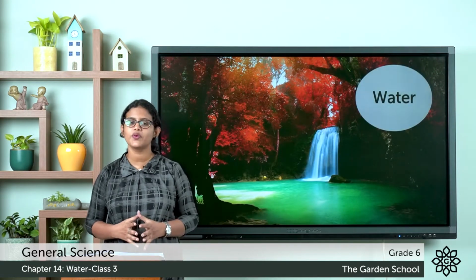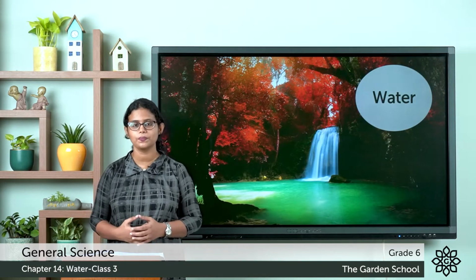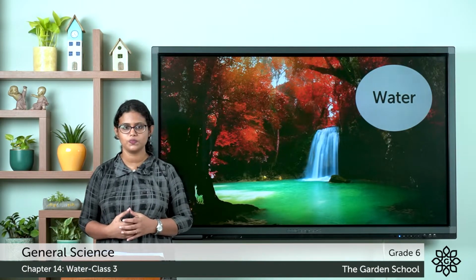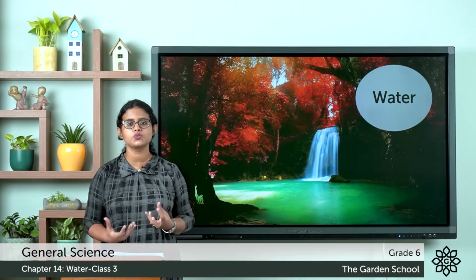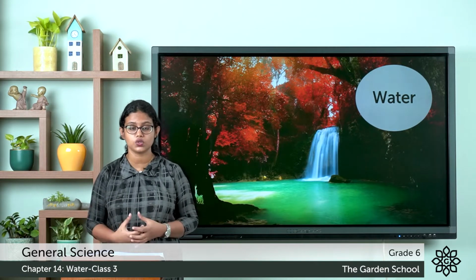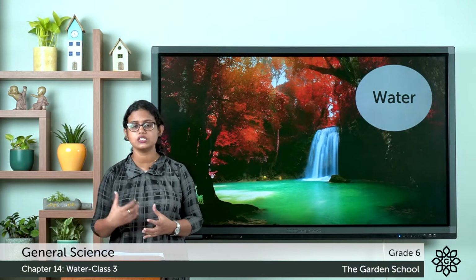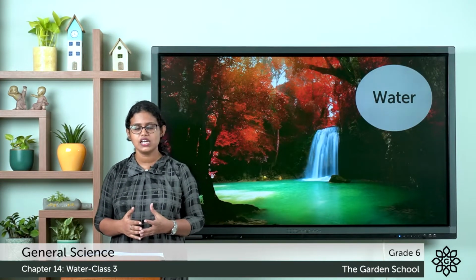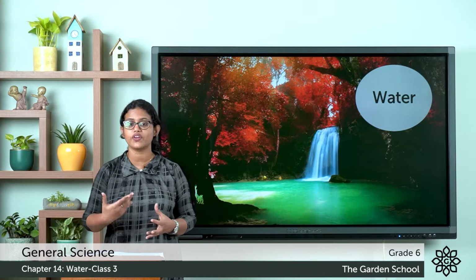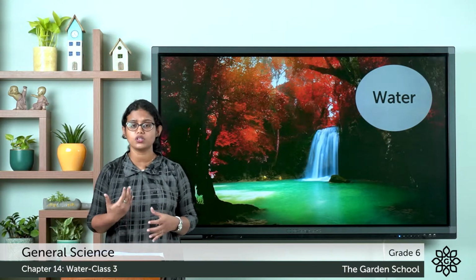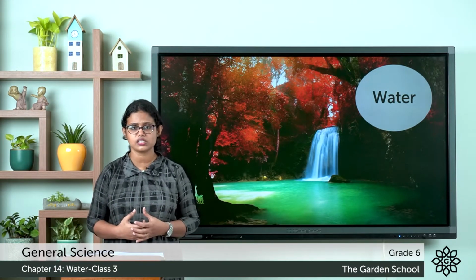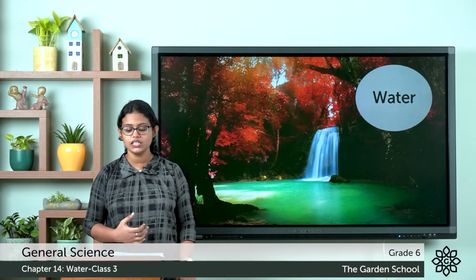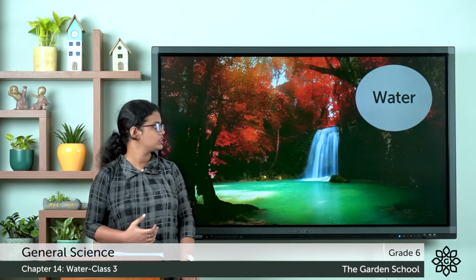Today, moving on to the next topic, that is about sources of fresh water. So in the last class we discussed where does rainwater go? It goes into rivers, lakes, and from there it flows into seas and oceans. And where do we get the fresh water? So we know that water is very, very essential for us. And where do we get this fresh water? Let's see the sources of fresh water.